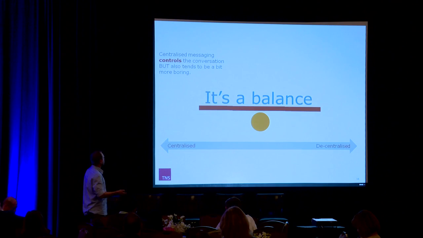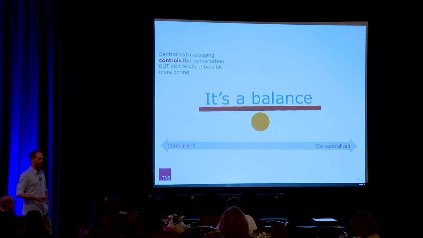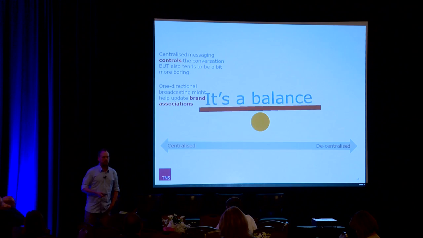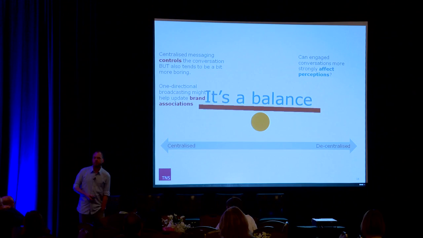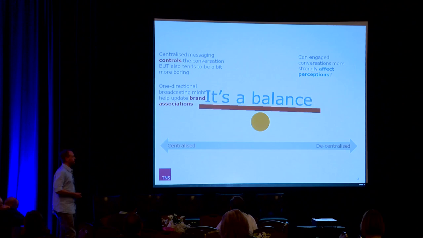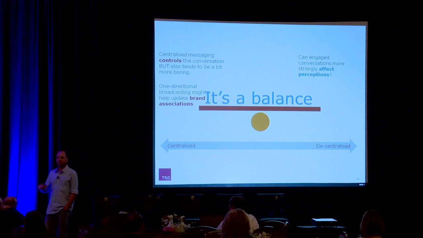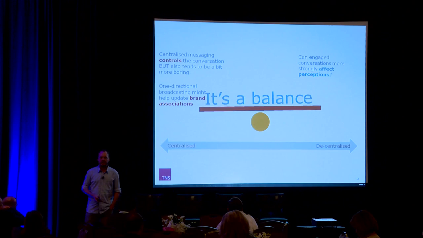So for example, centralizing the conversation allows you to control the conversation, but that often leads to sometimes a bit of a boring conversation. Having that one-directional broadcasting approach is probably useful in a maintenance strategy. It is useful for updating existing brand associations. But can they really affect perceptions? If I'm trying to change the category debate, trying to change conversations about my brand, is the impact I'm going to have through the passive, low involvement reclicking of a retweeting of a tweet or sharing of a Facebook post the same as getting people to engage on or about my brand?